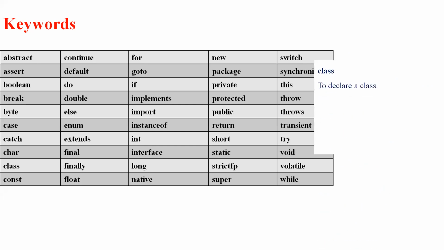So next we have class. As I said in the previous sessions, class is used to define and declare a class. Next we have const. Const is a reserved keyword used to declare constants, values which cannot be changed.